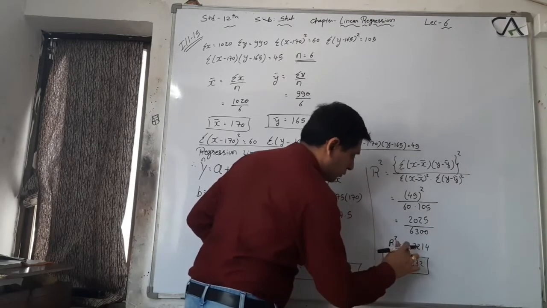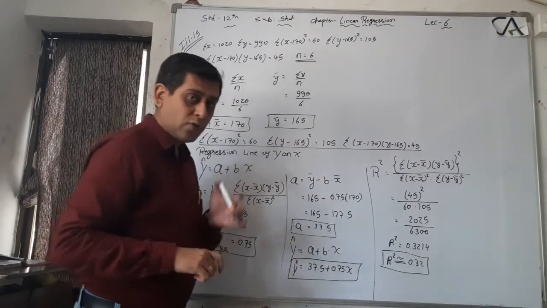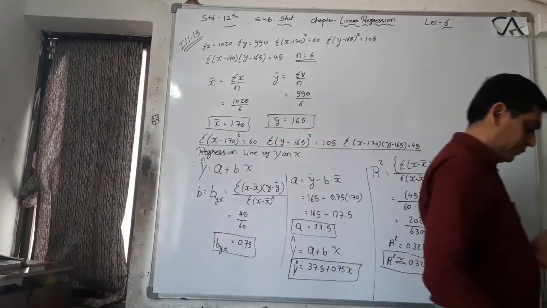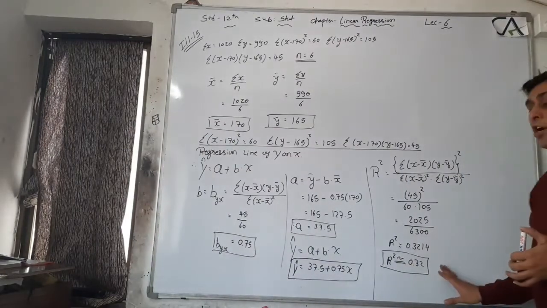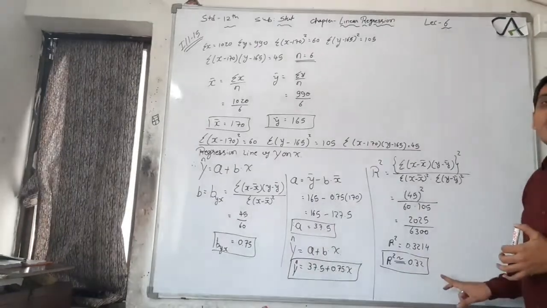See, the value of r square is 0.32. What does that mean? Is it reliable or not? Yes, it is not reliable because the answer is less than 0.50.